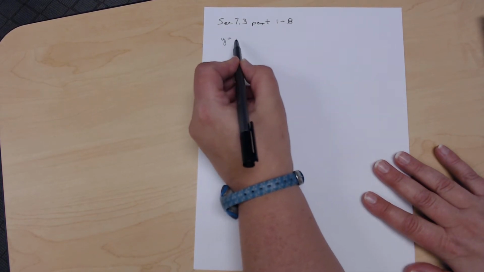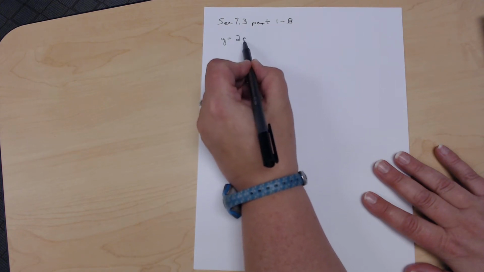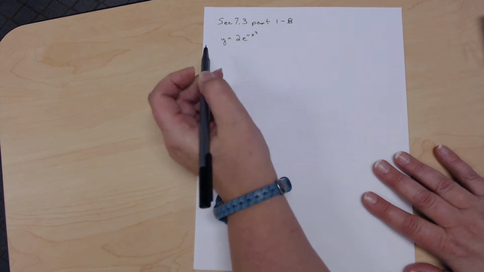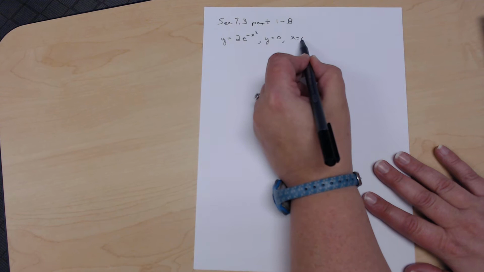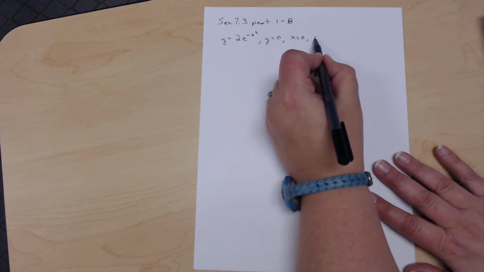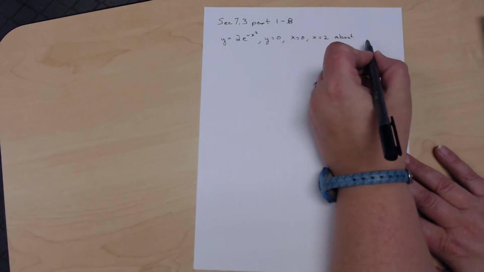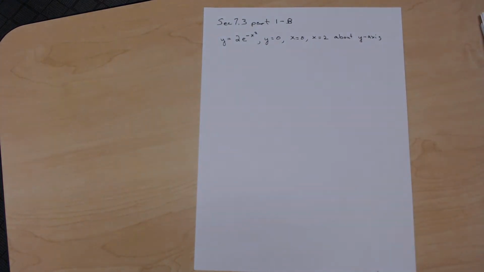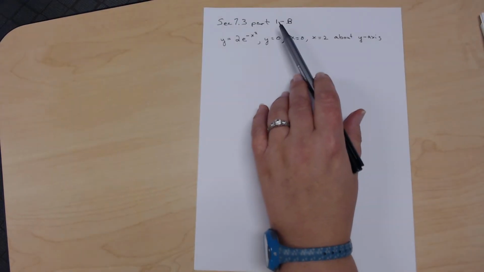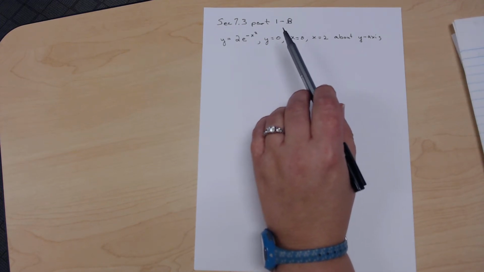Y equals, this one's probably going to require some type of calculator. We want to graph 2e to the negative x squared. Okay, and then y equals 0, x equals 0, and x equals 2. And then we're going about the y-axis. We're still doing y-axis, so part 2 we'll be going around the x-axis, maybe taking it off of the axes altogether as well.